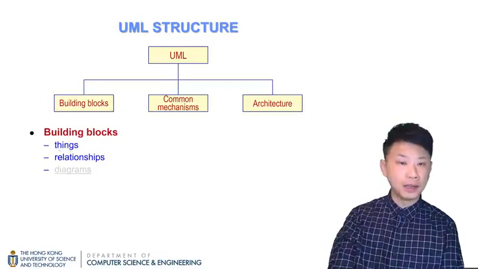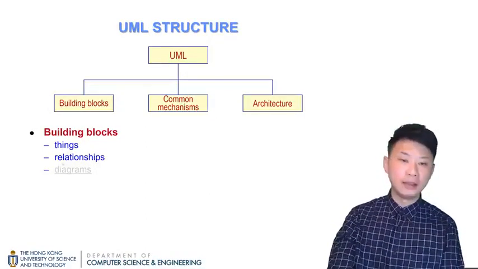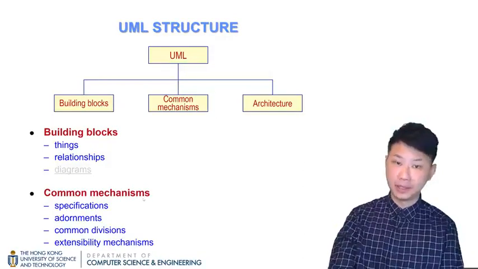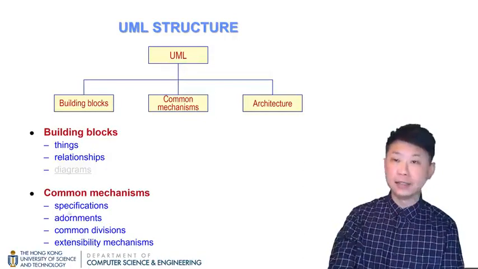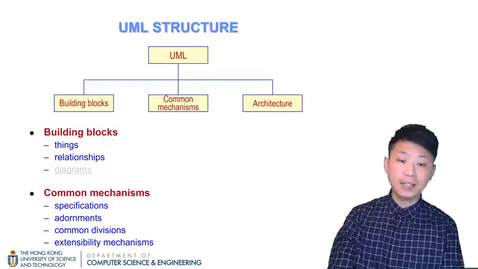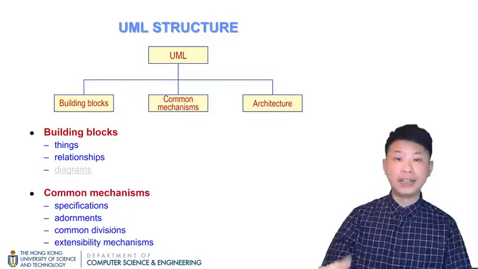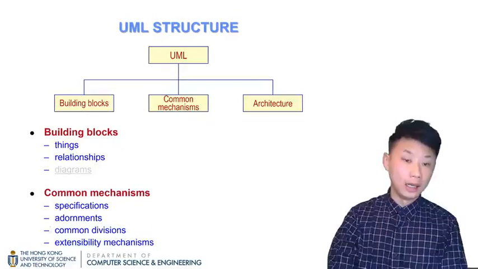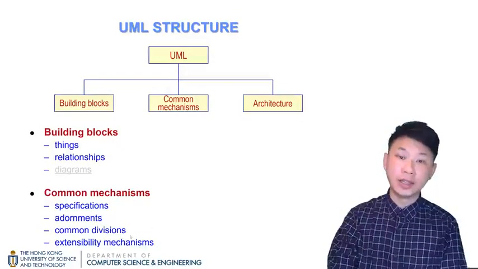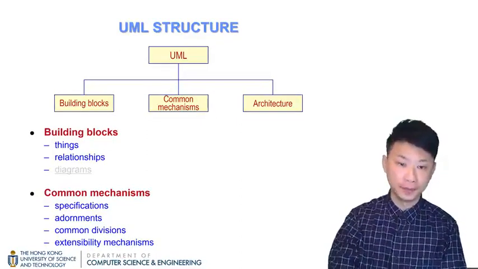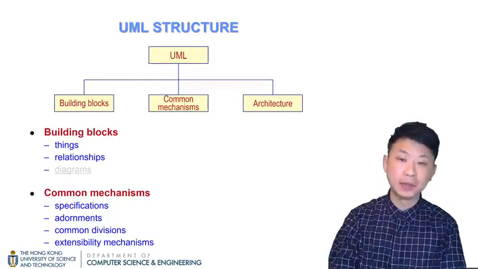For example, the important things that we have within the model are different relationships and different diagrams that we can use to model the system. Also we have some common mechanisms. For example, we can provide additional textual descriptions within the model, and also include additional adornments, right, within the diagram. And also some common divisions, some extra definition that you can provide to force you to think about the world in a certain way. And also extensibility mechanisms for you to extend the model.